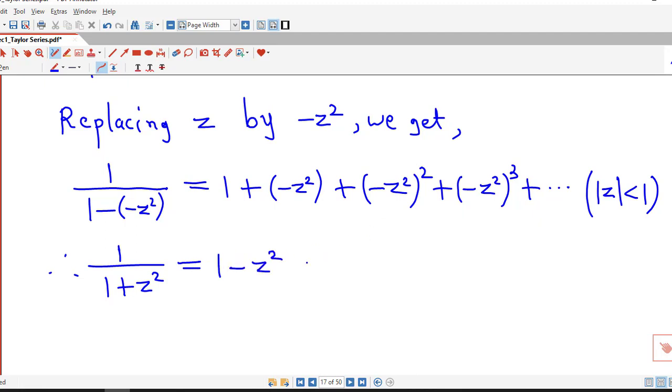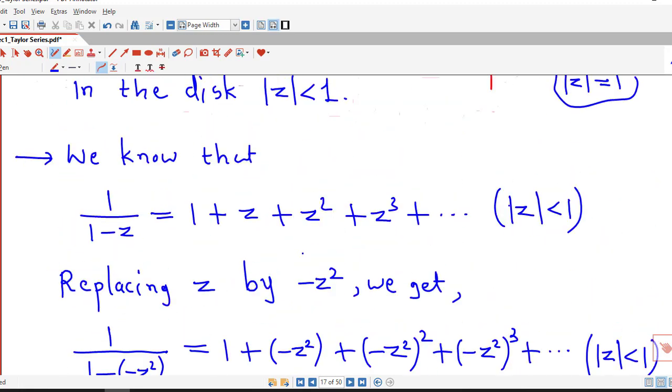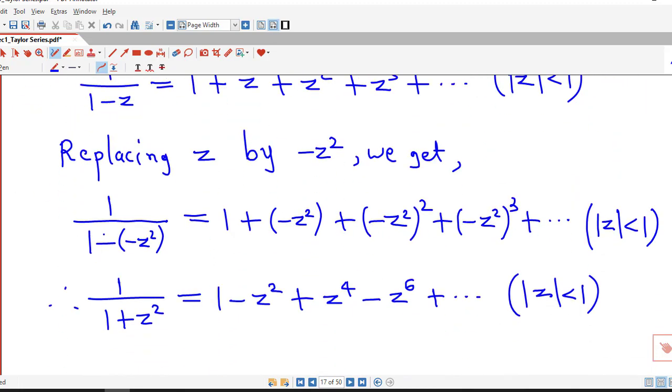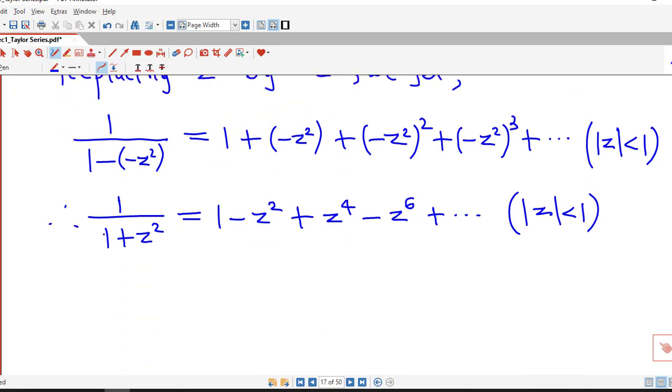This is 1 minus z square. Square of minus z square is z raised to 4. Cube of minus z square is minus 1 cube, which is minus 1 into z raised to 6, and so on. So this is nothing but Maclaurin series of 1 over 1 plus z square. So if we use this standard Maclaurin series, then we can easily obtain the Maclaurin series of 1 over 1 plus z square.